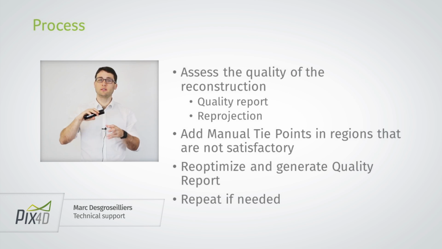Now, if you find regions in your project which are not well reconstructed, you should add manual tie points in these regions and then re-optimize to make the software take this new information into account. Once the re-optimization is done, you can regenerate the quality report and repeat this procedure if necessary. Inspect for quality, add manual tie points in regions that have problems, and re-optimize.